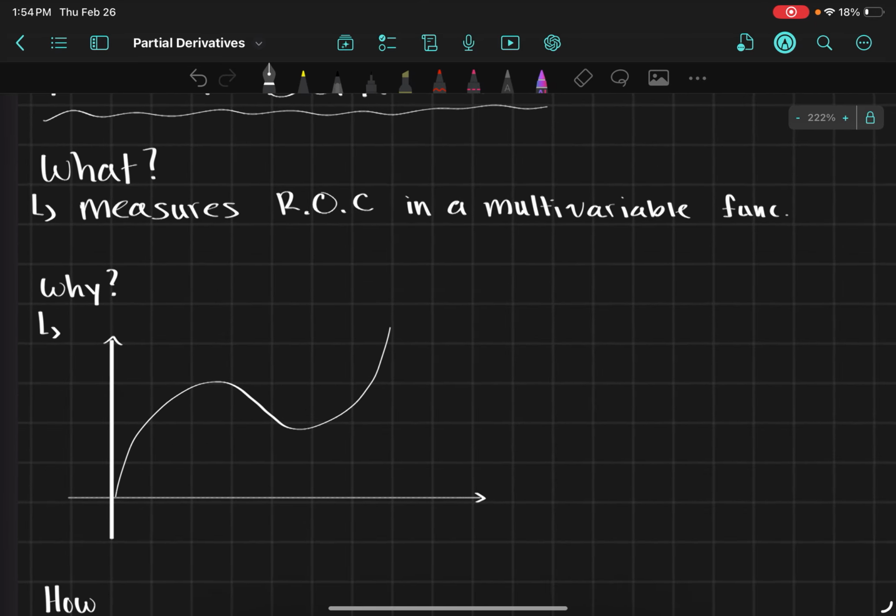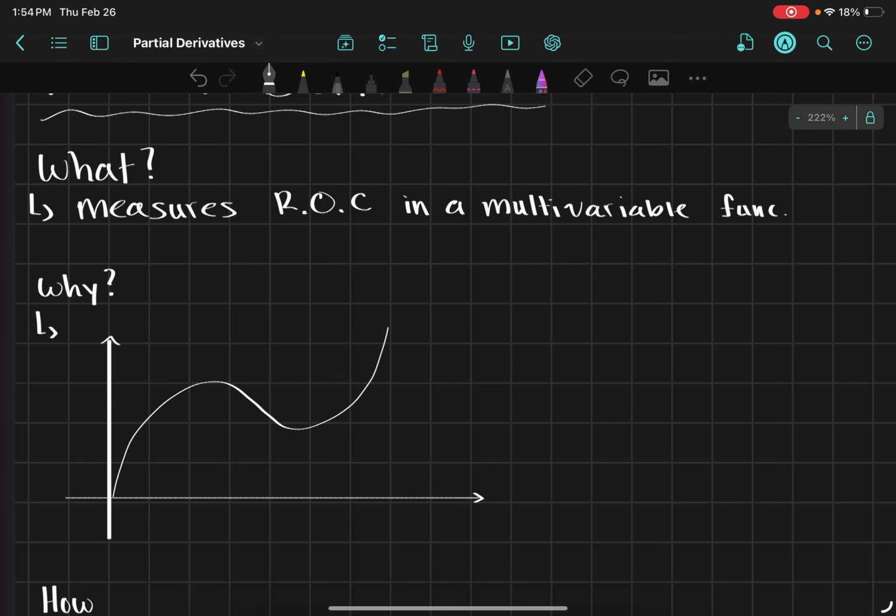So, as I stated before, in Calculus 1 and 2, the derivative calculates the instantaneous rate of change for a single variable function, such as the derivative in terms of x, the derivative in terms of y, whereas a partial derivative measures the same rate of change of a multivariable function relative to one variable while holding all of the others constant.